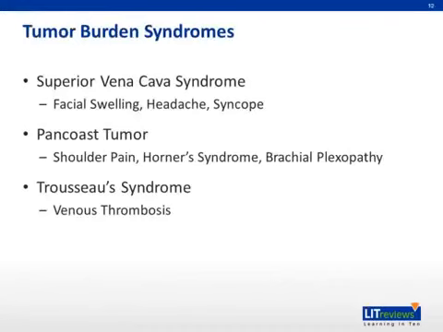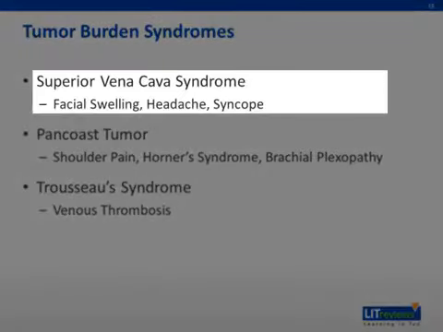All right, it's also important to remember that with these different lung cancers, you do have tumor burden syndromes. When I say tumor burden, I mean the physical nature of the mass itself causing some sort of morbidity. The first one we have here on the slide is SVC syndrome, or superior vena cava syndrome. This is the syndrome where the mass is obstructing the superior vena cava, and that will cause facial swelling because you essentially have a backup of blood in the head.